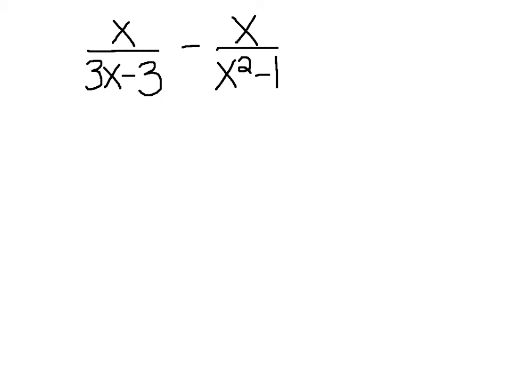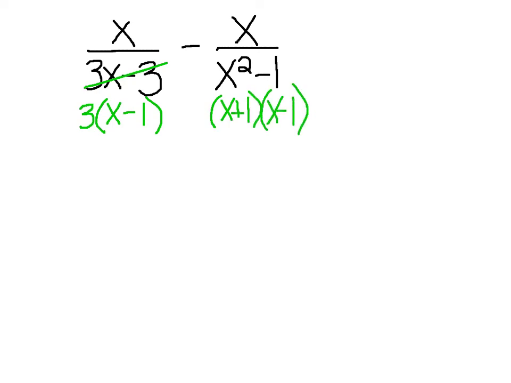We have x over 3x minus 3 minus x over x squared minus 1. Well, the first thing I want you to do is factor. So I'm going to take out a 3, and I'm going to have x minus 1. Then here I have the difference of two squares, so x plus 1, x minus 1. Now the LCD, hopefully you see, is going to be 3 times x plus 1, x minus 1.